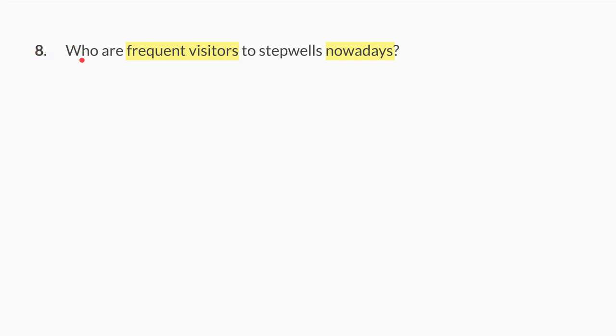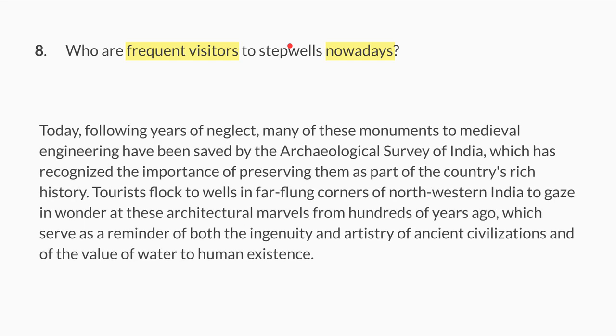The question says, who are frequent visitors to stepwells nowadays? So in this question, our two keywords are frequent visitors and nowadays. Remember that we are not including stepwells. Since this is a repetitive keyword, it is not useful to us. So here is our paragraph, and let's go ahead and scan this paragraph to find these keywords. Right away, I see that the word today is a synonym for nowadays. So there's my first keyword. That is synonym language for nowadays.